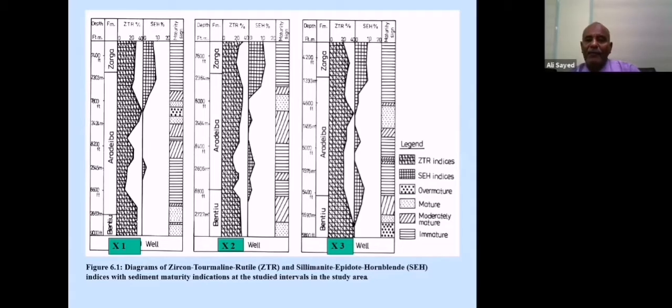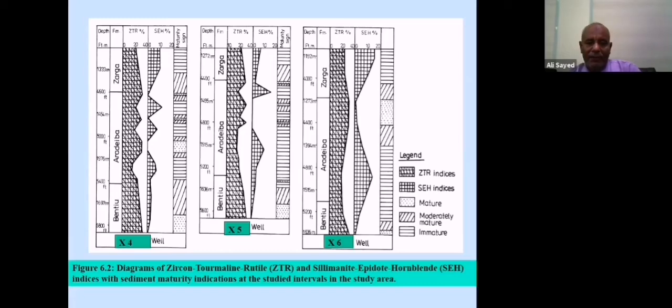We plot the ZTR index against the sillimanite, epidote, hornblende index. This is along the studied wells, showing the vertical distribution of the ZTR index and sillimanite, epidote, hornblende, indicating the textural maturity of the sediments of these three formations. Here also, in the other three wells, is a diagram of the zircon, tourmaline, rutile, and sillimanite, epidote indices, with the sediment maturity indicated across the studied intervals.